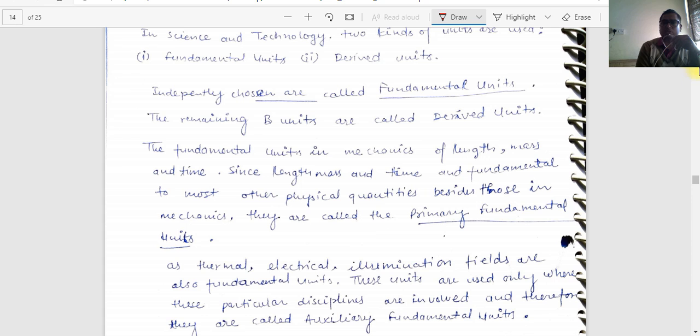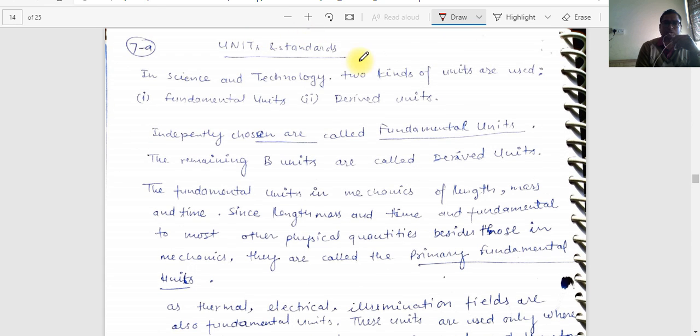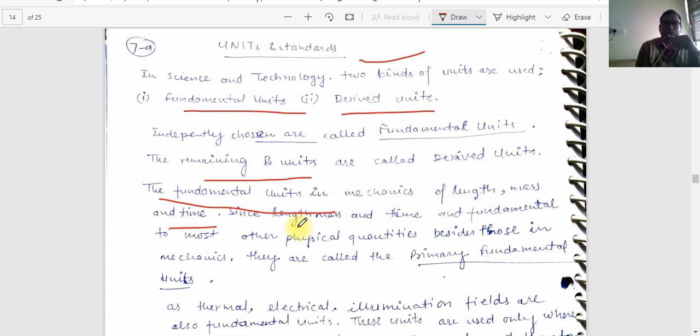There are some units and standards present here: the fundamental units and the derived units. Units that are independently chosen are called fundamental units. The remaining units are called derived units. The fundamental units in mechanics are mass, length, and time. Since length, mass, and time are fundamental to most other physical quantities, they are called the primary fundamental units.